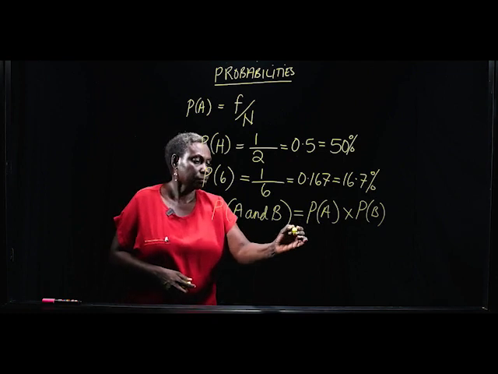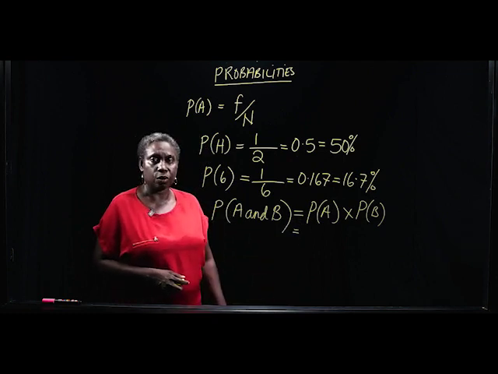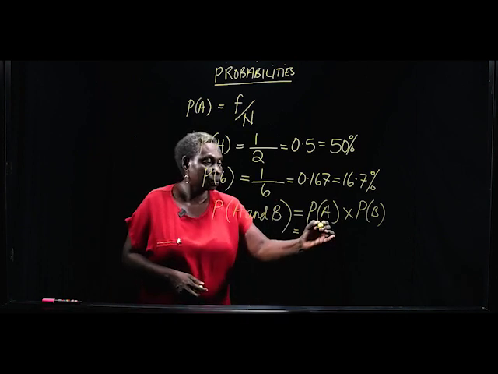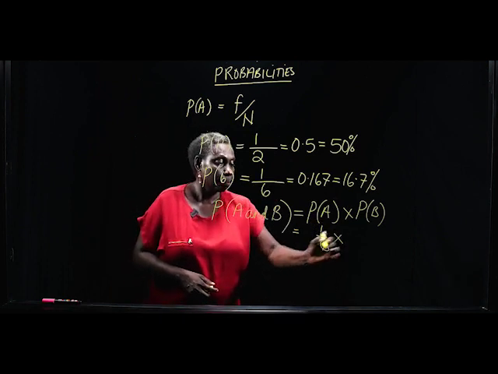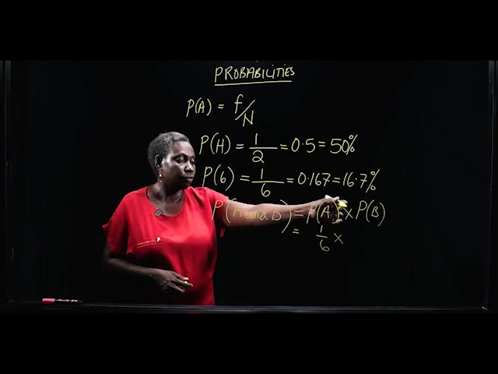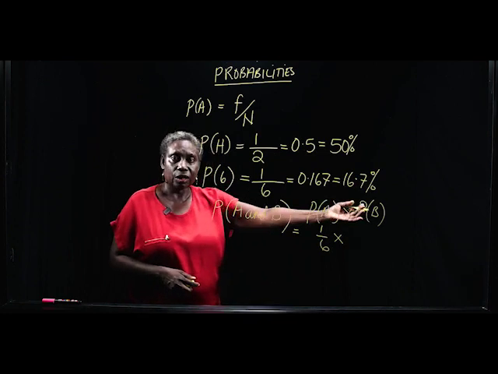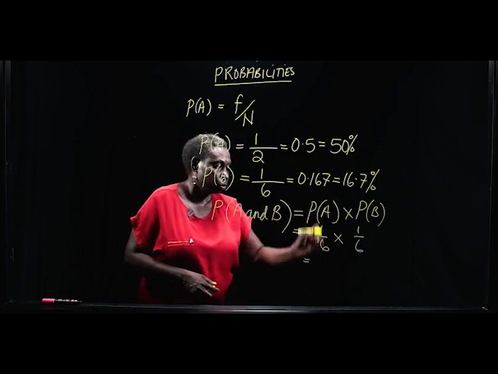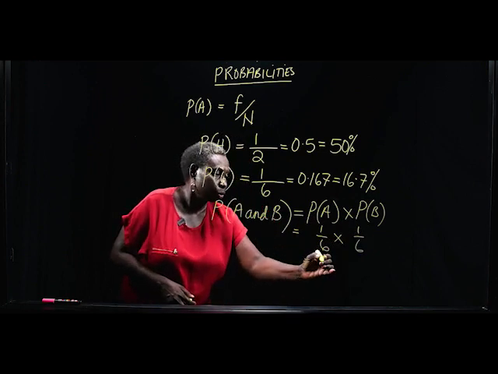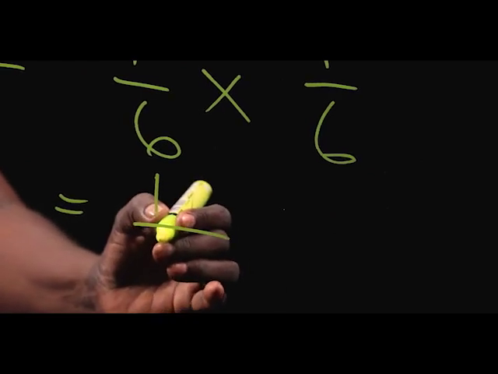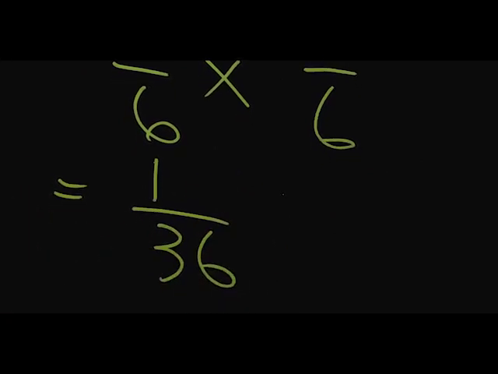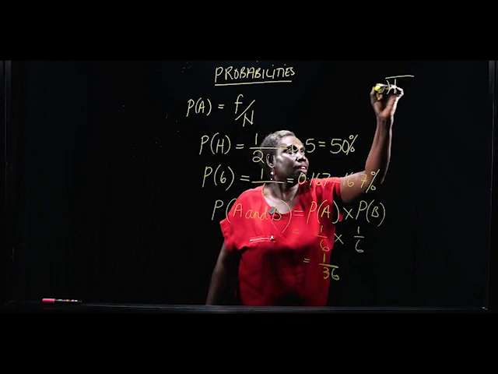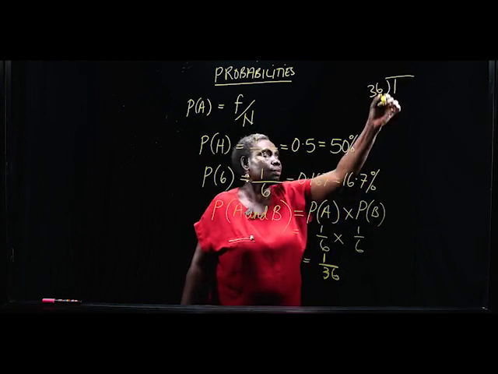Now, we know that the probability of getting a 6 when you roll a dice is 1 over 6, multiplied by the probability of throwing another dice to get a 6. That will also be 1 over 6. So the total possible outcome would be 1 over 36. So we divide 1 by 36 to change it to a decimal.